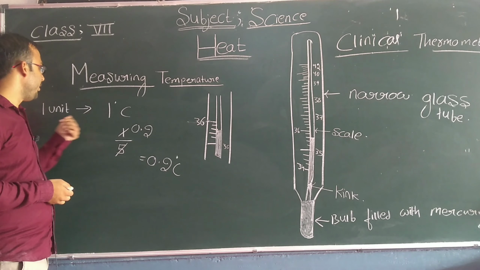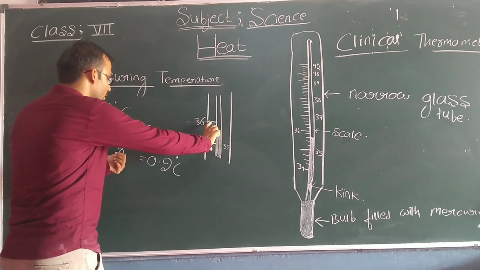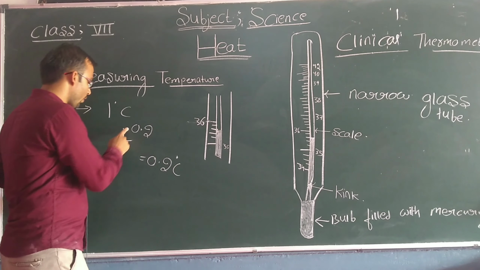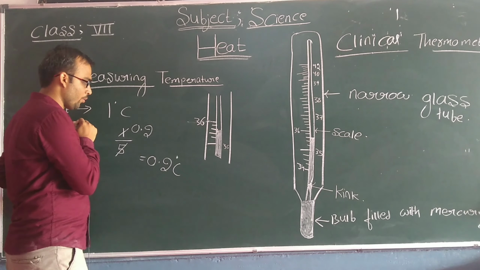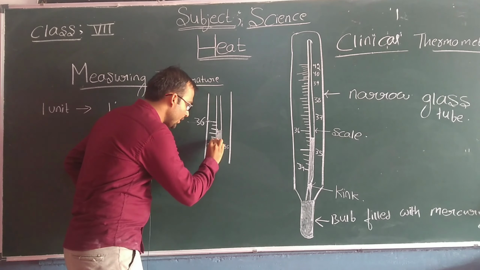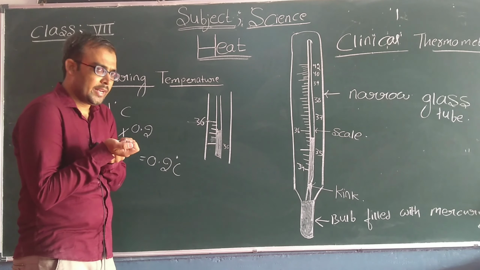1 unit is equal to 1 degree Celsius. So 1 by 5. Why 5? Because there are 5 subunits. So 1 by 5 equals 0.2. So the value of one smaller division is equal to 0.2 degree Celsius.